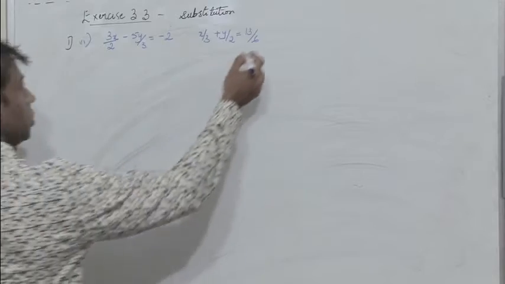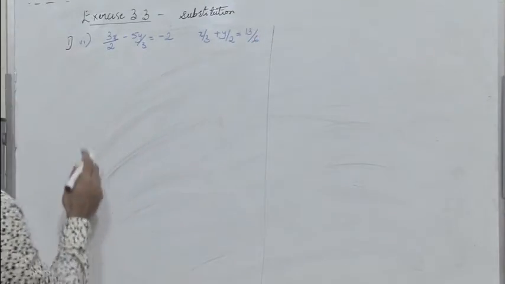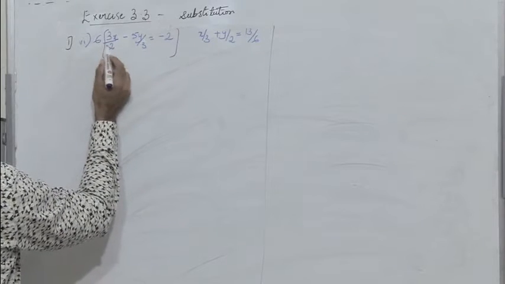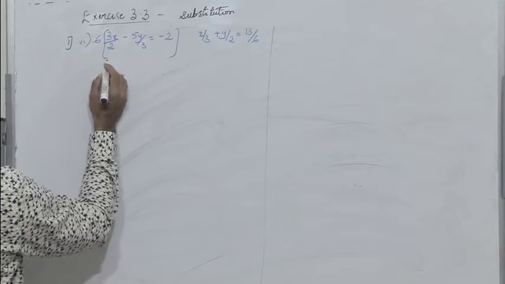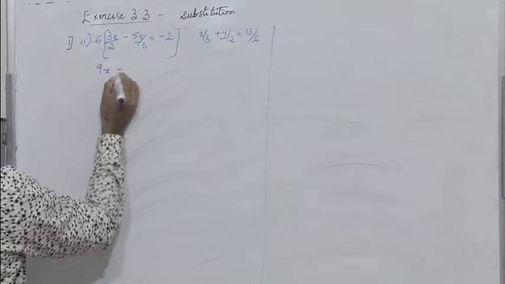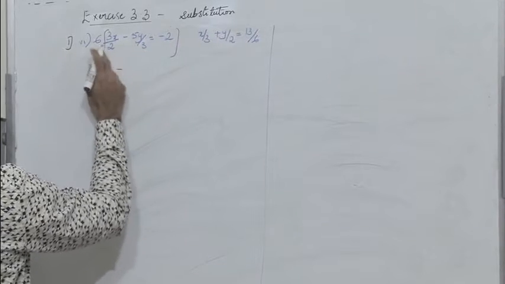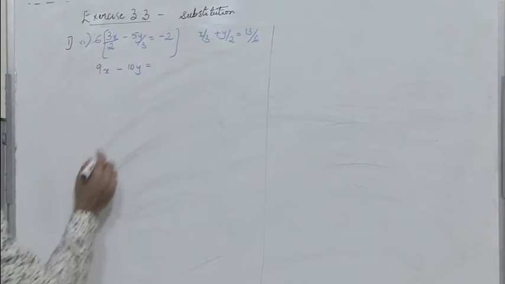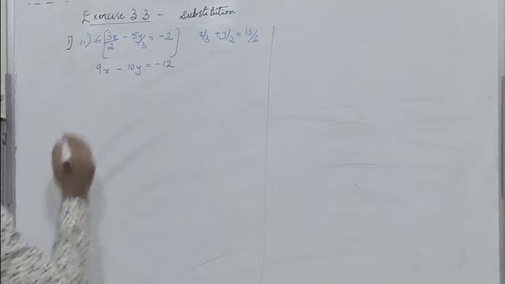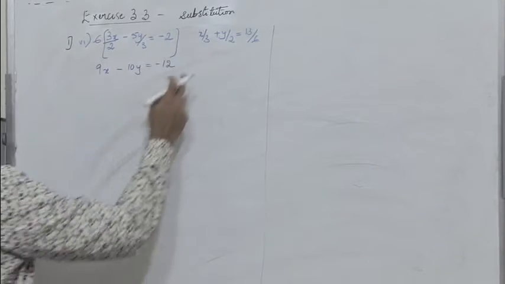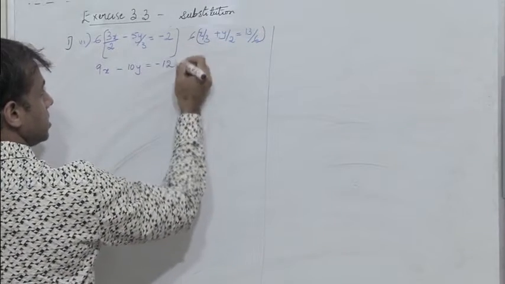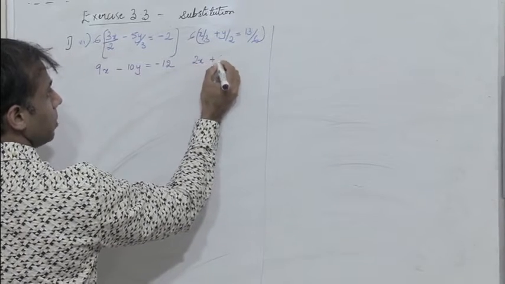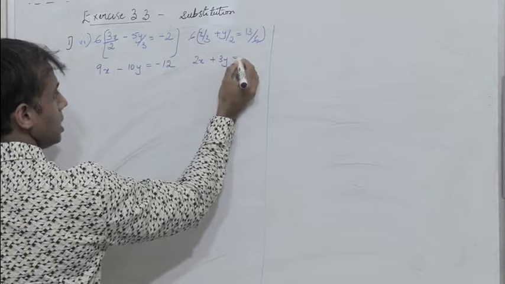Now let me multiply both the equations by 6. If I multiply this equation by 6, I get 6 by 2 is 3, so 3 into 3 is 9x minus 6 by 3 is 2, so 2 into 5 is 10, 10y equals 6 into minus 2, which is minus 12. Similarly here, multiplying this by 6, 6 by 3 is 2, so I get 2x plus 3y equals 13.